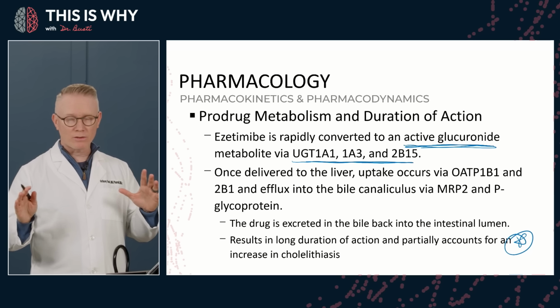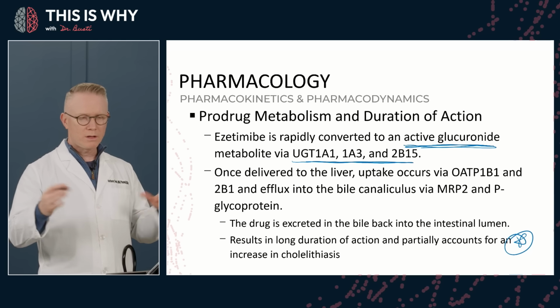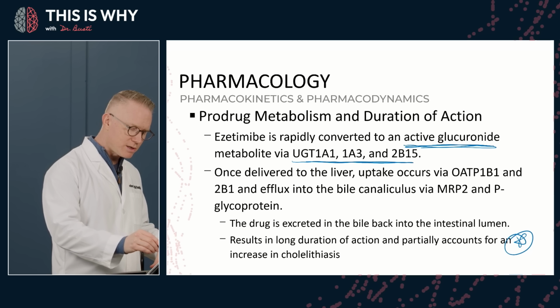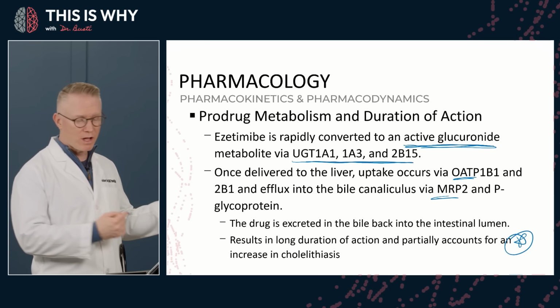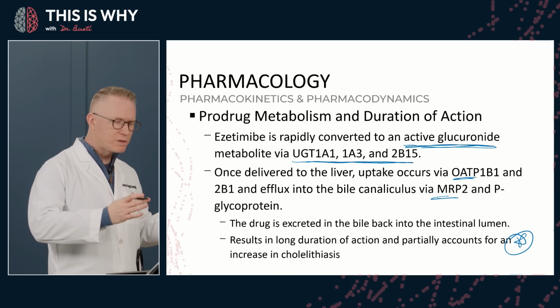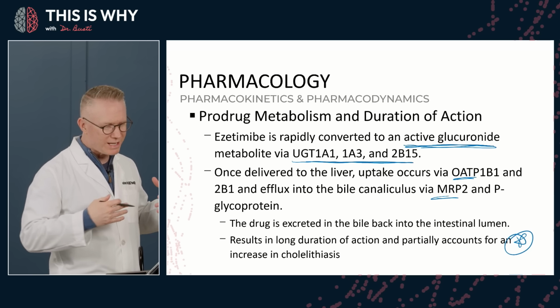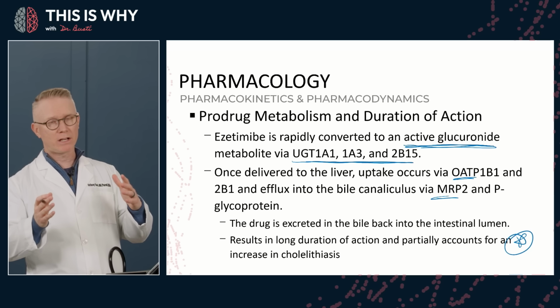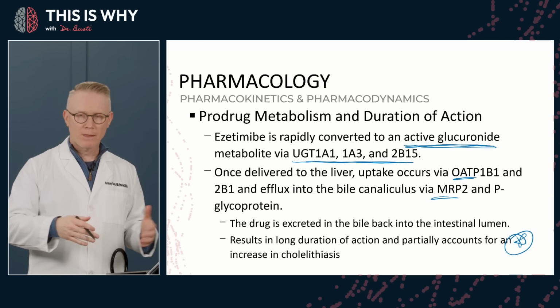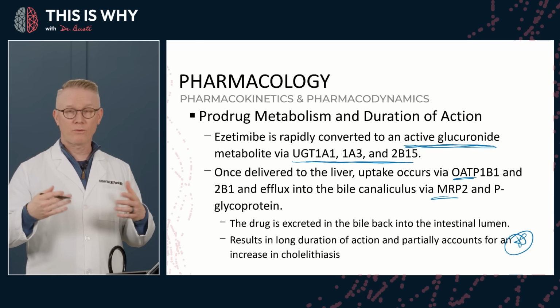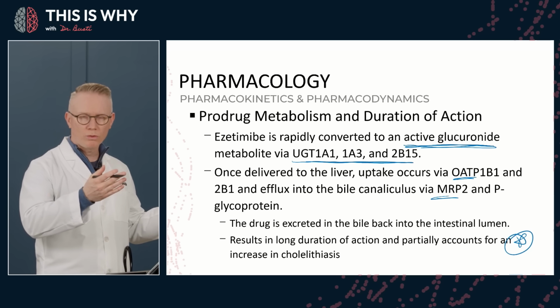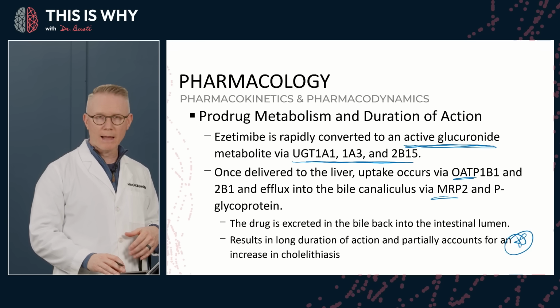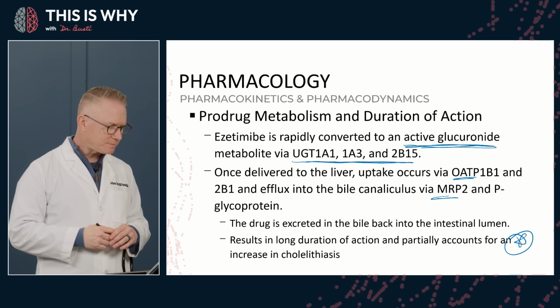Now, how does it get spit out into the bile? Well, that's transporters. And there are OATP transporters, MRP transporters, and P-glycoprotein, which is an efflux cell membrane transporter that moves, especially hydrophilic molecules, in and across cell membranes. Remember, cell membranes are lipid-loving. So only hydrophobic or lipid-loving molecules are going to make it through cell membranes that are lipophilic for that reason.